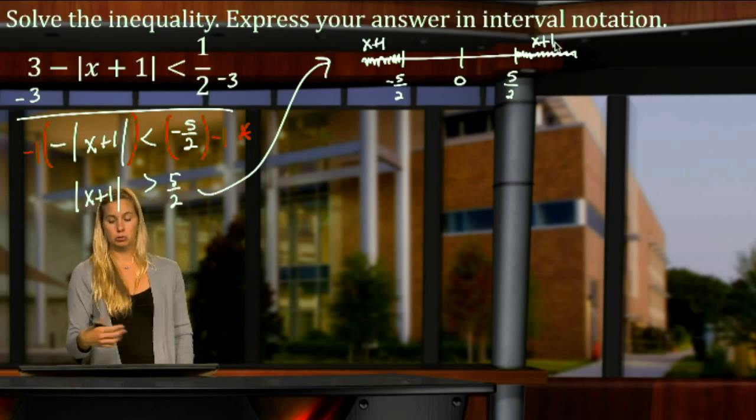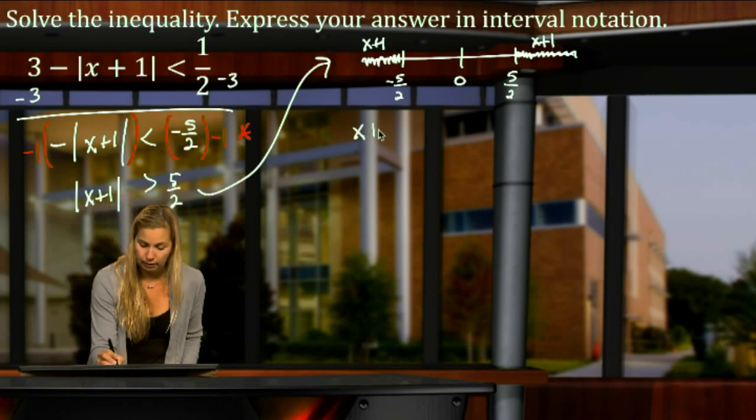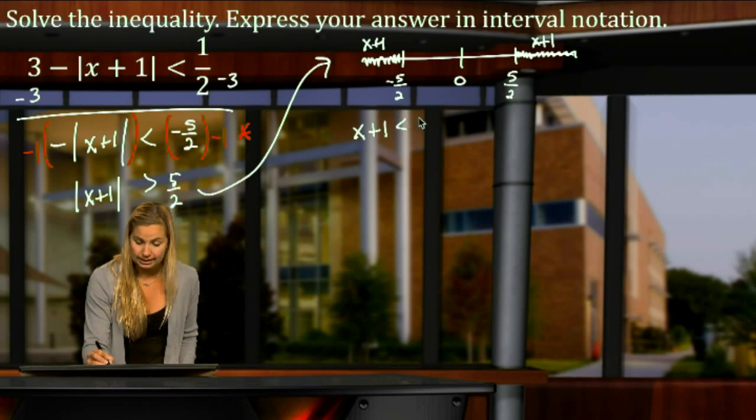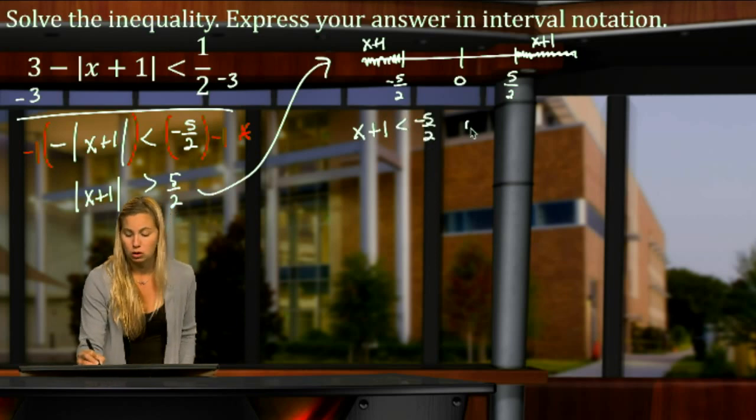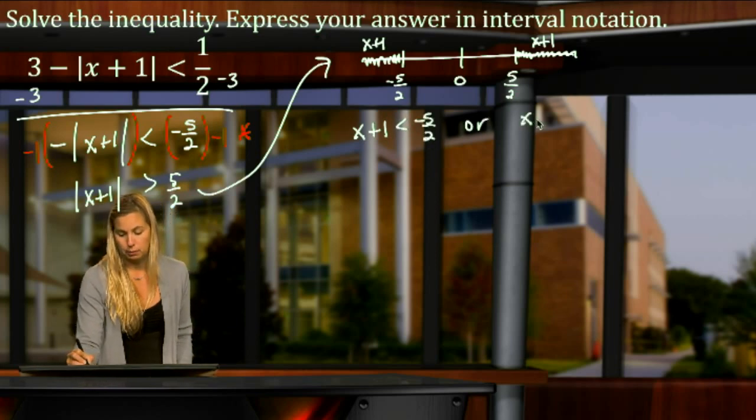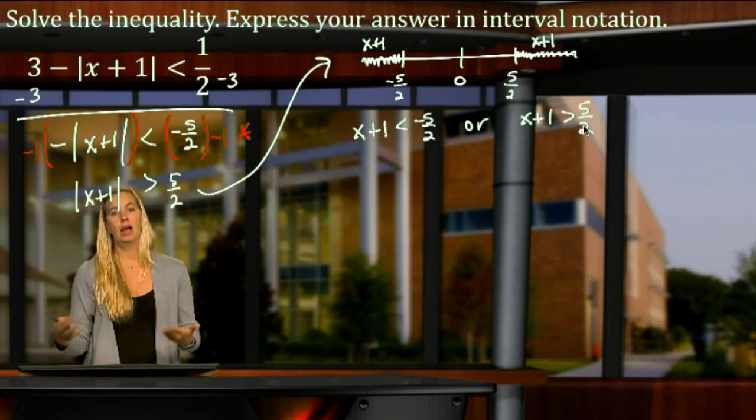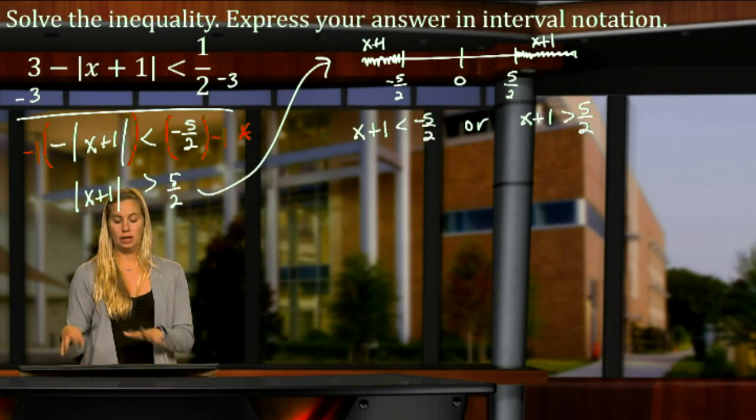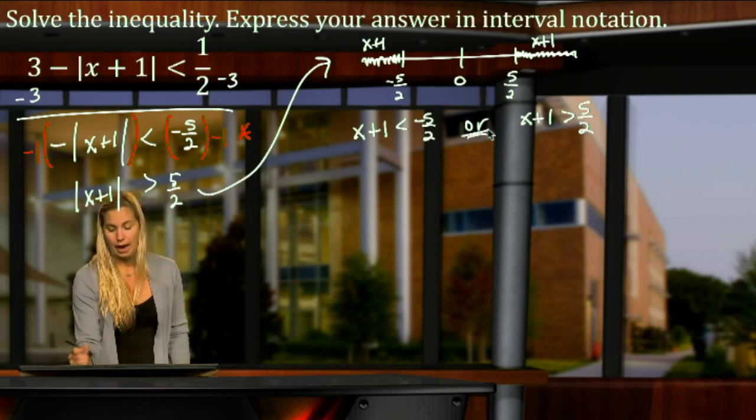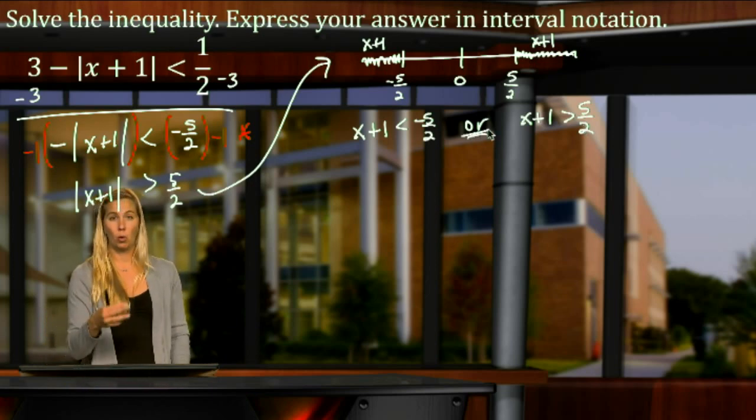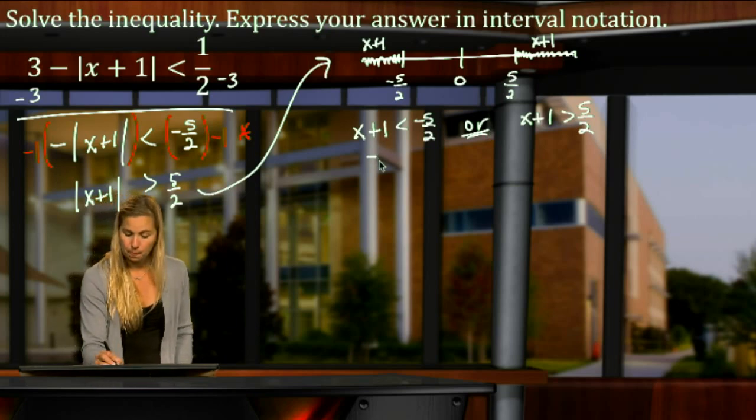Now we set up our two inequalities. X plus 1 is less than negative 5 over 2, or x plus 1 is greater than positive 5 over 2. And we solve these two separately. We're going to come back to the emphasis on the word or when we go to write our intervals. Subtract 1 from both sides. We have x is less than negative 7 over 2.